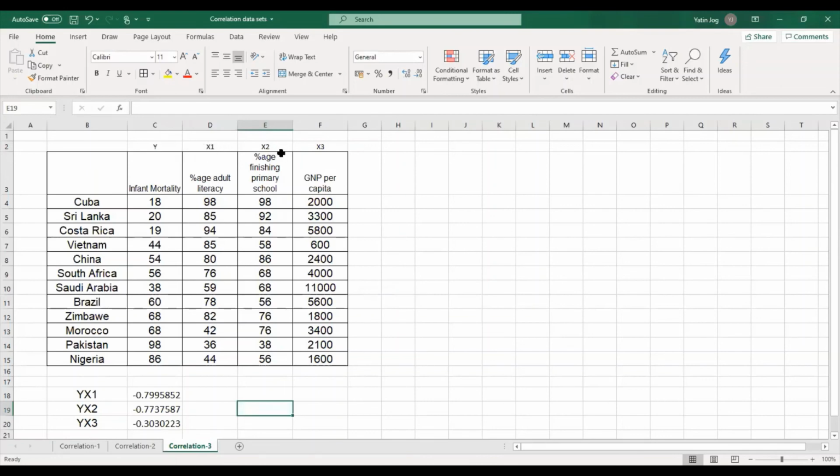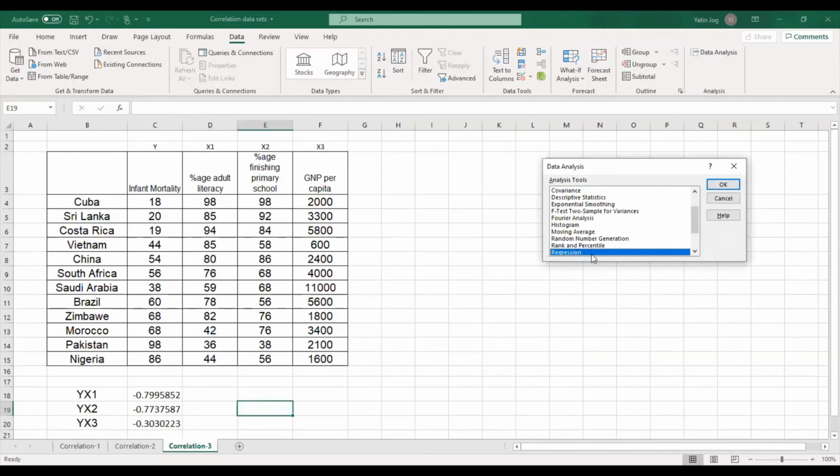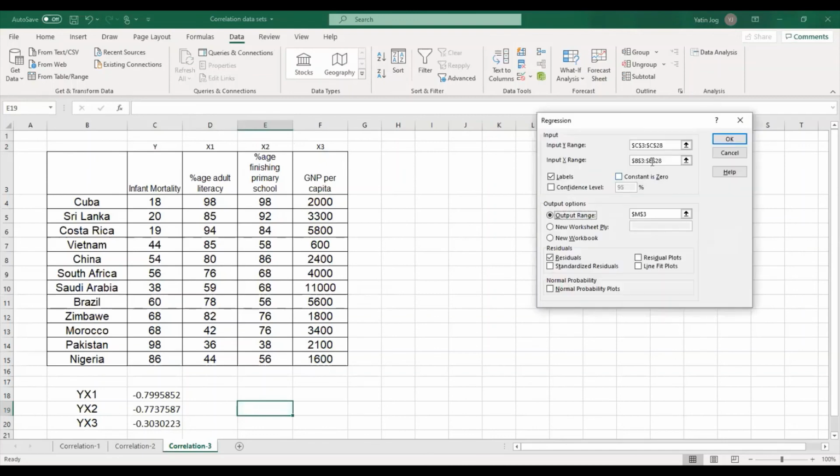Now I am going to check whether the combination of these three variables is a good predictor of Y or not. Fine. Now the next step is actually a scatter diagram, but that we cannot draw with multiple variables. So we'll directly go to regression. I'll go to the Data tab, go to Data Analysis. In Data Analysis, go for Regression, click on OK.